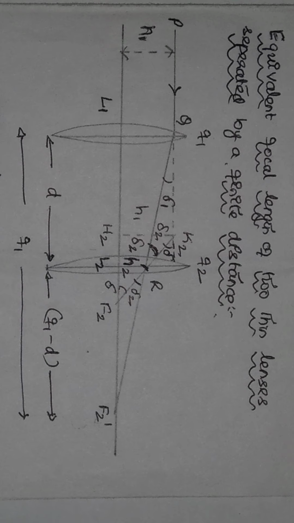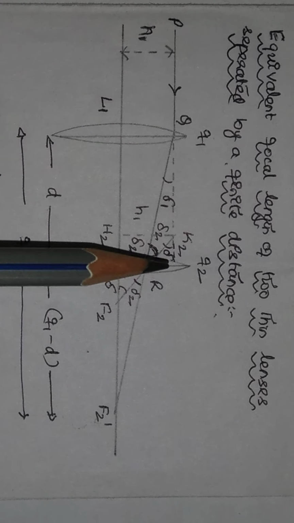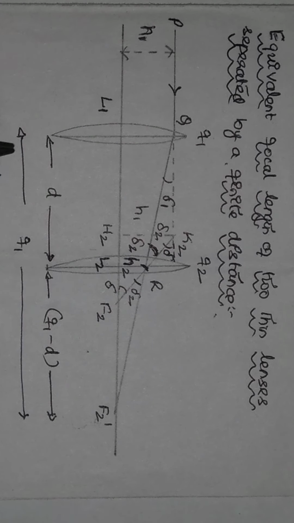Now, in today's class, we shall understand the equivalent focal length of two thin lenses separated by a finite distance. Consider two thin lenses L1 and L2 of focal length f1 and f2, which are mounted coaxially, separated by a distance d apart in air.